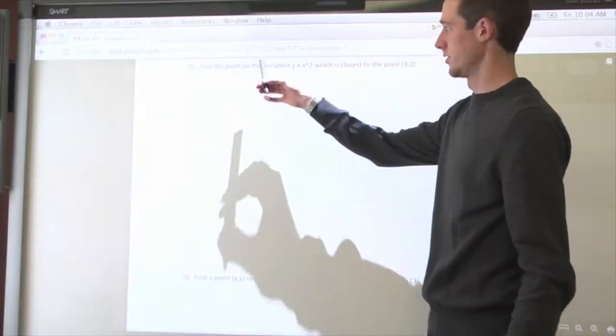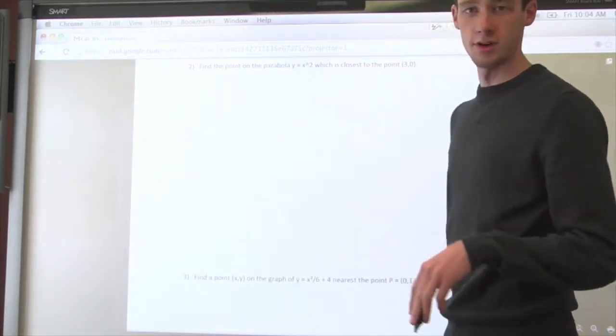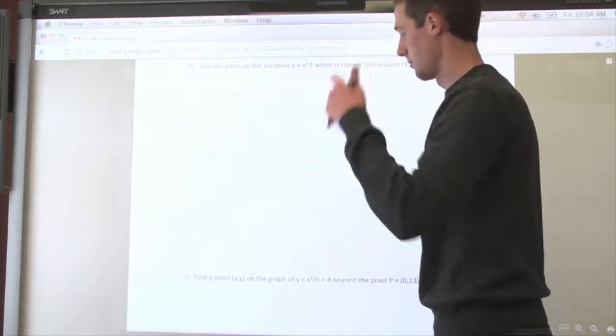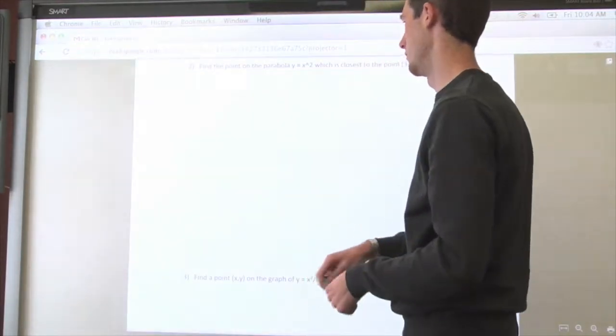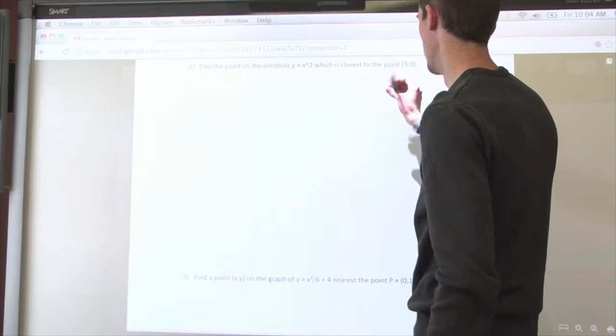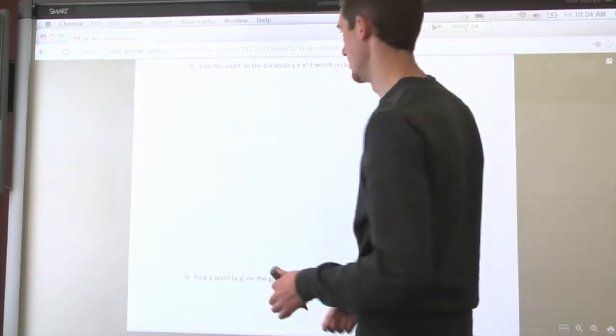Okay, so for this week's worksheet, we're going to do problem number 2 on here, which is going to be another optimization problem. And so this one says we want to find the point on the parabola y equals x squared, which is closest to the point (3, 0).